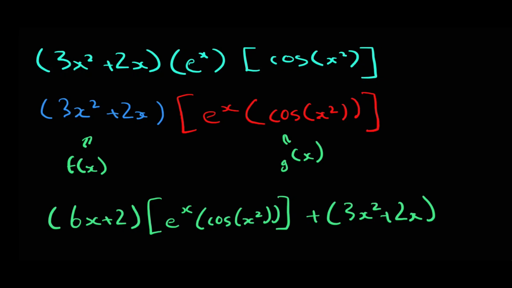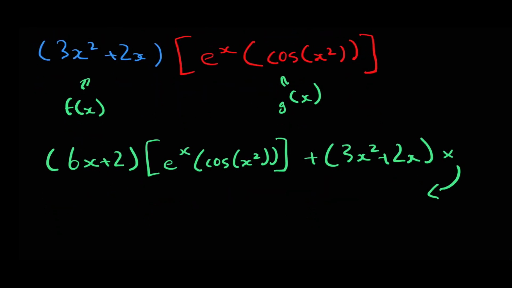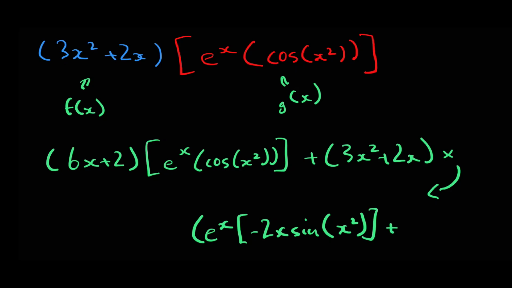And to get the derivative of g of x, we're just going to need to apply the product rule again, since it's a function multiplied by a function. So it's going to be times e to the power of x times the derivative of cosine of x squared, which is just negative 2x sine of x squared, plus the derivative of e to the power of x, which is just e to the power of x, times cosine of x squared. So that's how you use the product rule when you have more than two functions being multiplied together.